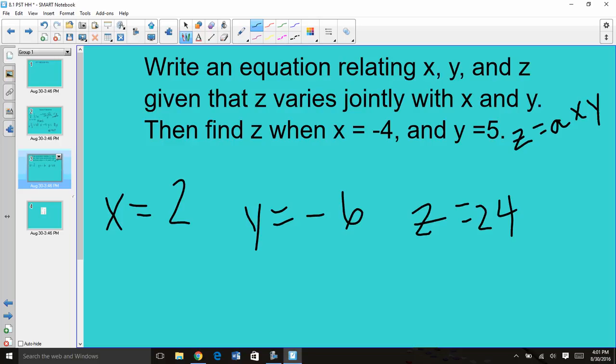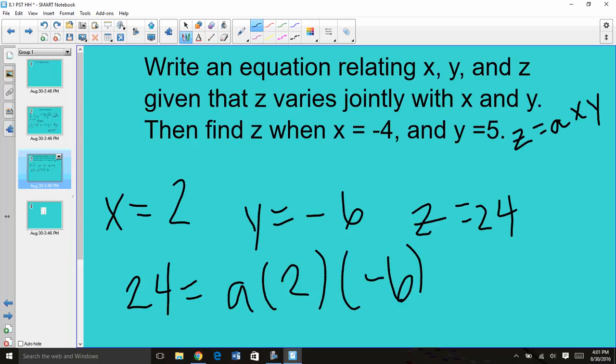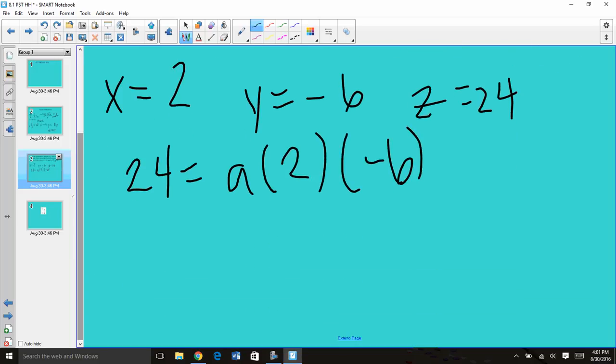So we'll just plug in what we have here, actually. So we have z is equal to 24. And then we have our a, which we don't know. We're going to figure that out here, times our x and times our y. So if we go ahead and figure this out, what's 2 times negative 6?